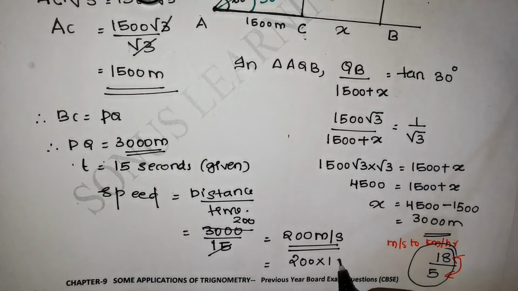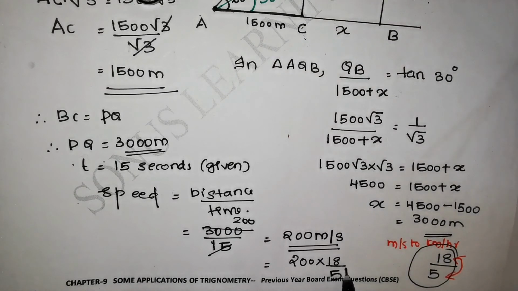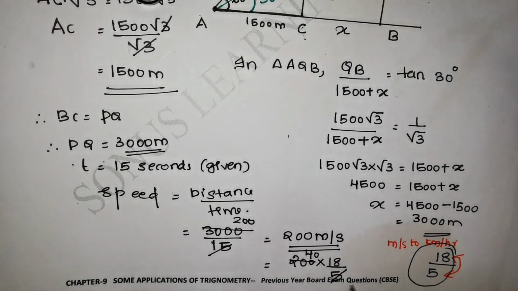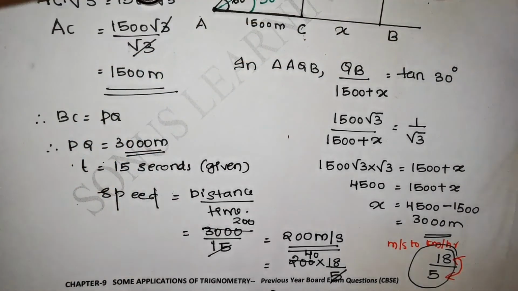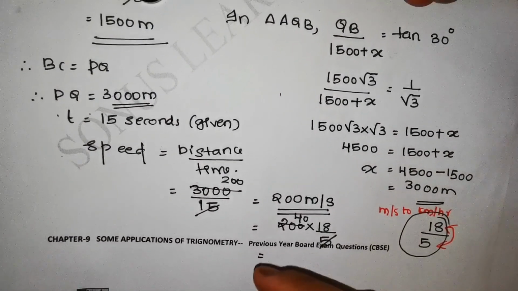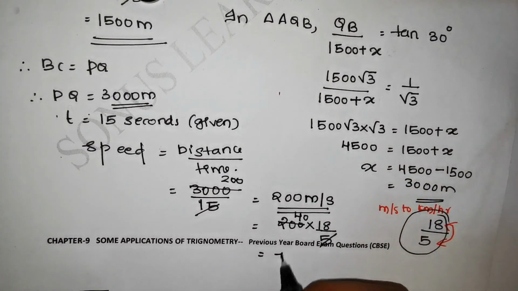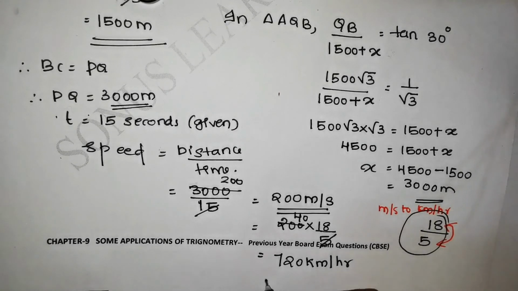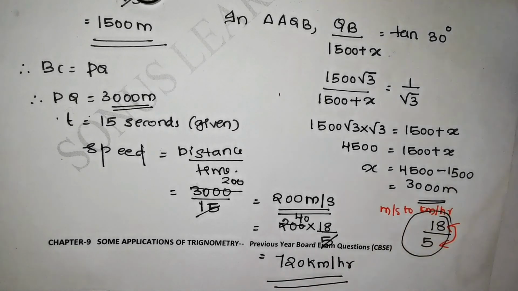So 200 into 18 by 5. I can cut this 5: 5 fours are 20, so 40. 18 into 40 is 720. So our answer is 720 kilometer per hour. This answer will be in kilometer per hour.